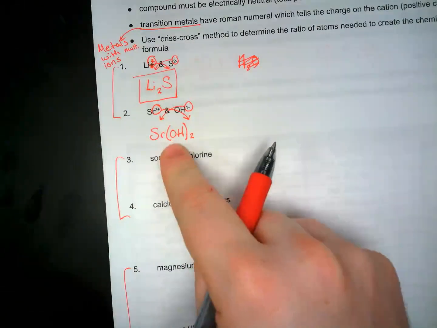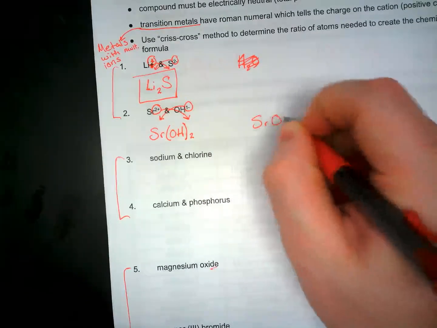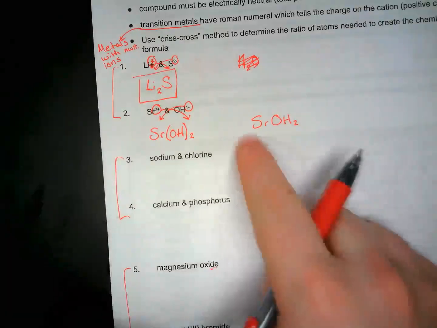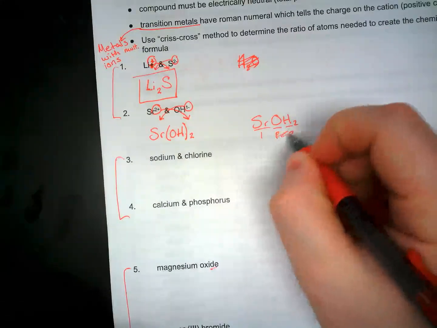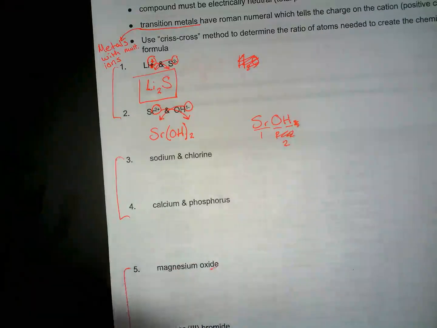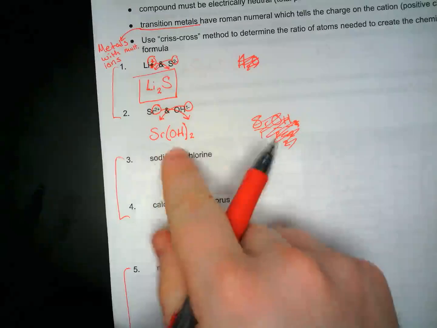Now, I put parentheses here because if we were to write it like this, that's wrong. That's now saying that there's 1 of strontium, 1 of oxygen, and then 2 hydrogen, when no, it's supposed to be 2 oxygen and then 2 hydrogen. So that's why we put the parentheses.